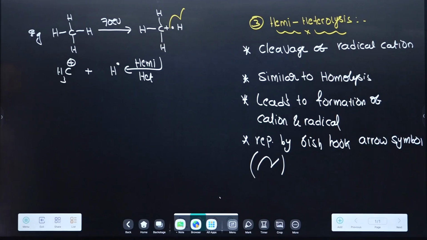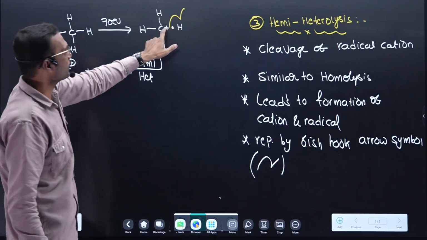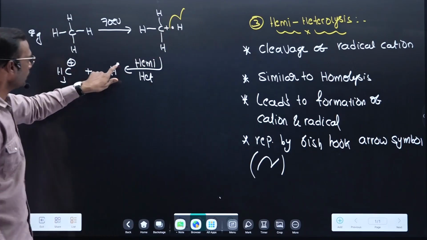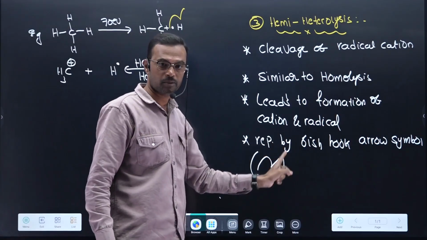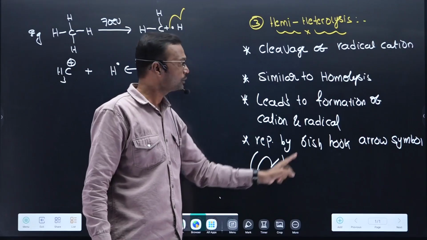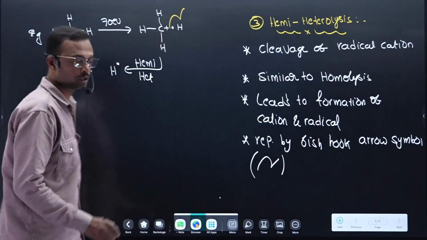Cleavage of a radical cation leads to formation of a radical and a cation. It is represented by which symbol? Fish-hook. And it is similar to homolytic fission.